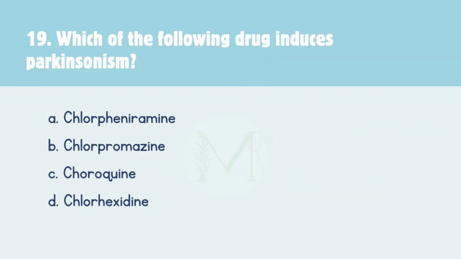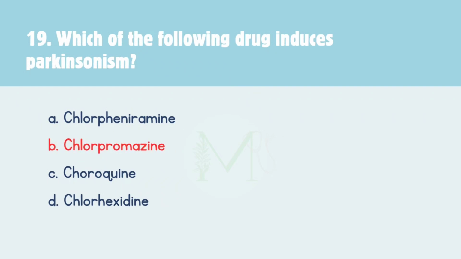Moving on to the next question. Which of the following drugs induces Parkinsonism? The options are chlorpheniramine, chlorpromazine, chloroquine, chlorhexidine. The correct answer is chlorpromazine.